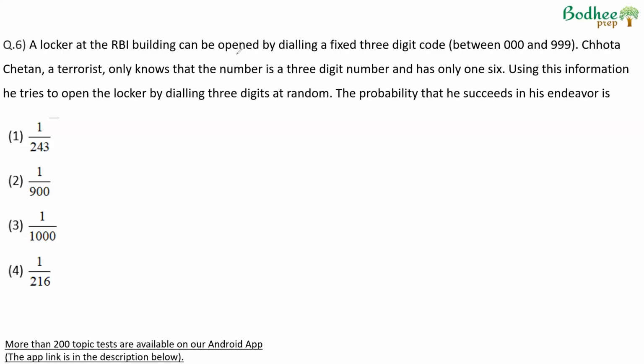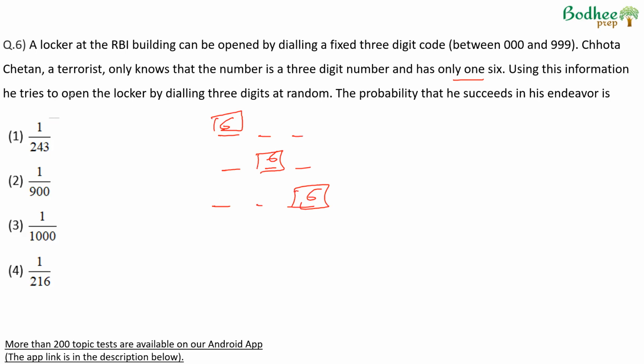A locker at the RBI building can be opened by dialing a fixed 3-digit code, 000 to 999. Chota Chetan, the terrorist, only knows the number is a 3-digit number and has only one 6. One of the numbers is 6. Could be here, could be here, could be here. This is what Chota Chetan knows.